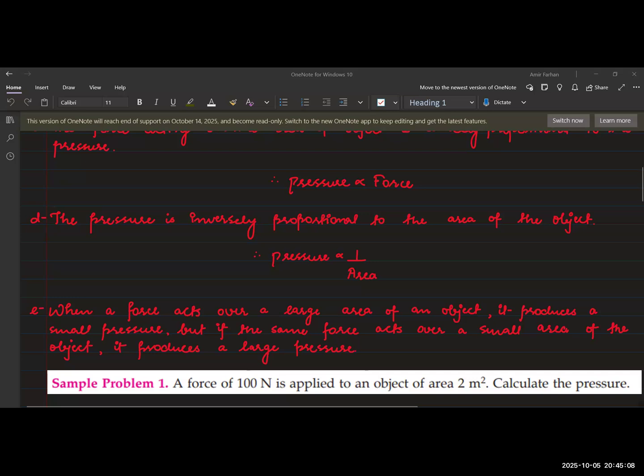So what letter do we use to denote pressure? What letter do we use for pressure? Capital P, yes. Small p is for your momentum.